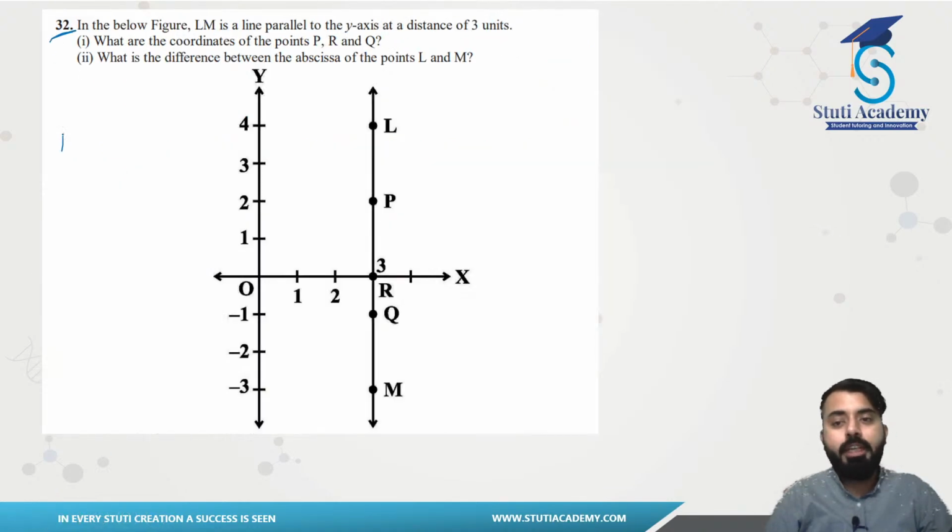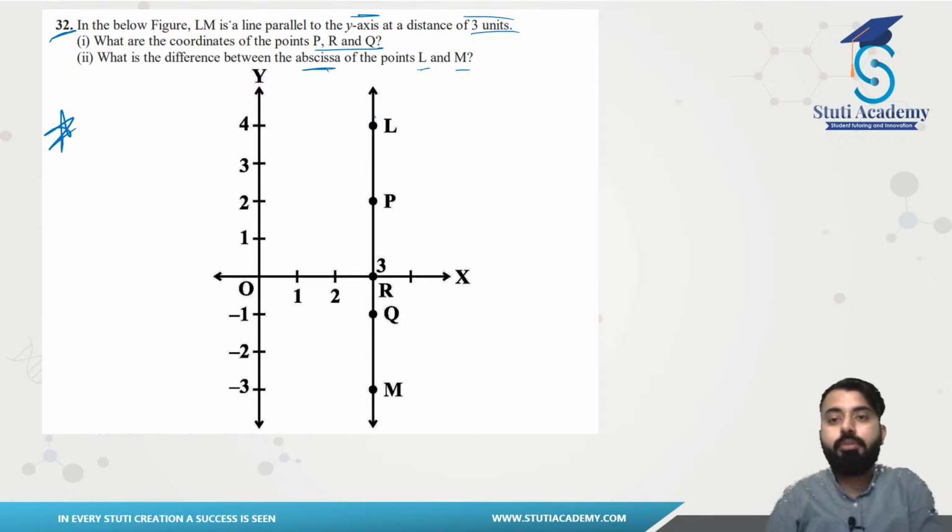It is this one. Again, an important question. In the figure below, LM is a line parallel to the y-axis at a distance of 3 units. This is the line which is parallel to the y-axis. It is at a distance of 3 units. What are the coordinates of points P, R, Q? What is the difference between the abscissa of the points L and M? You have to find the distance between L and M. That is the point here. Now, guys, see.